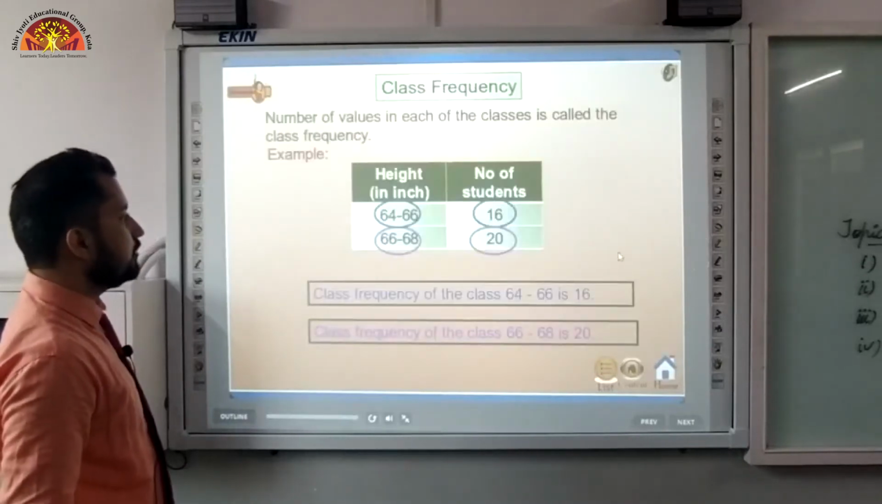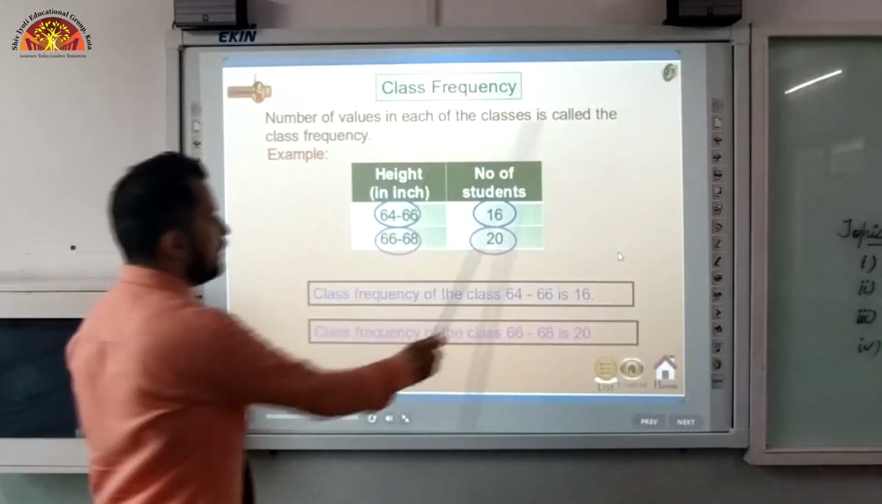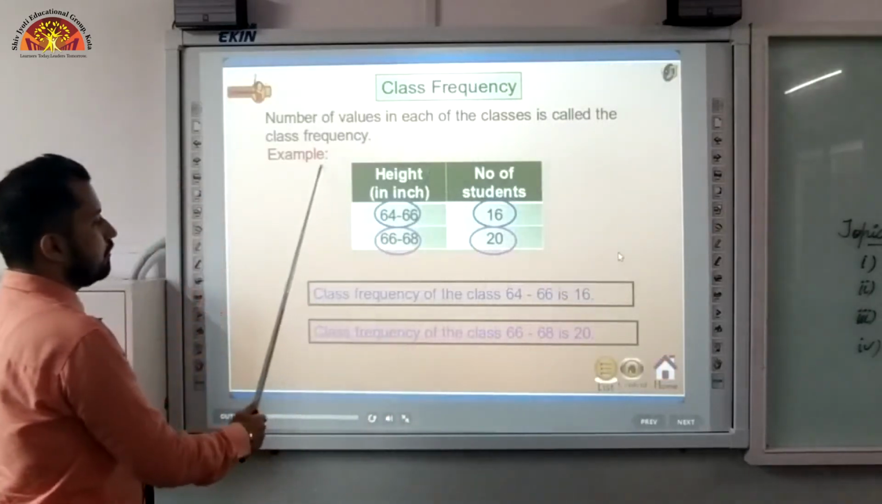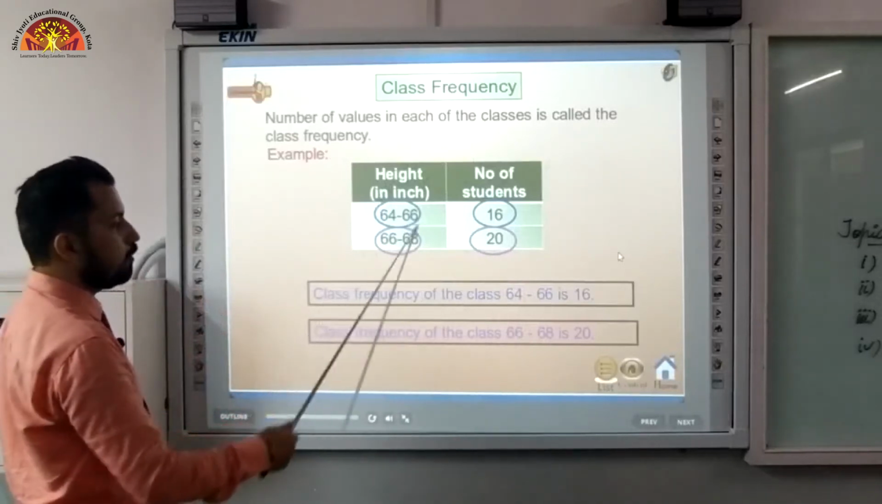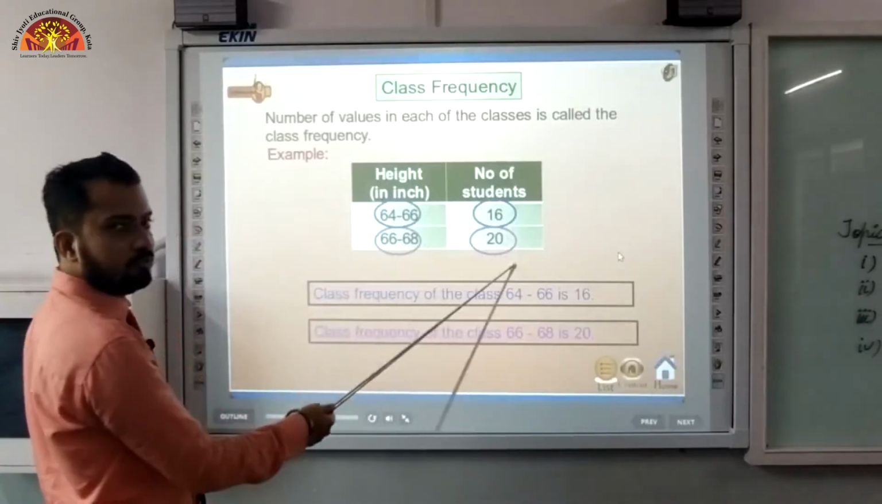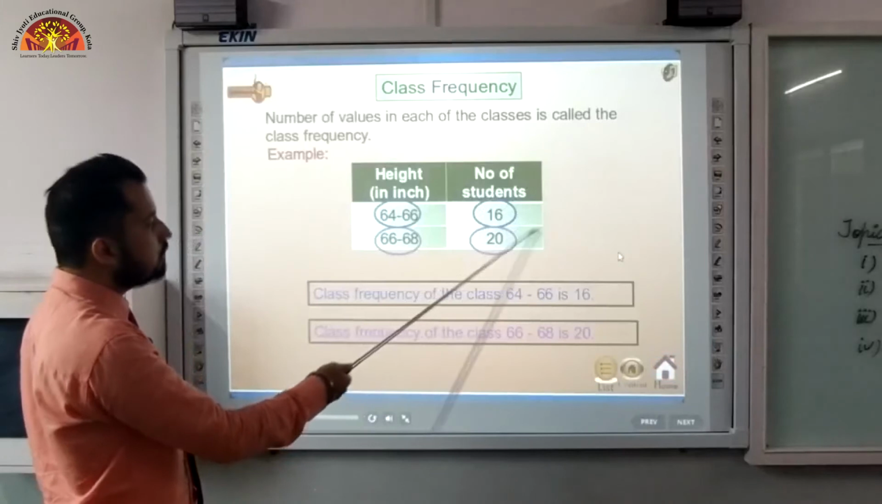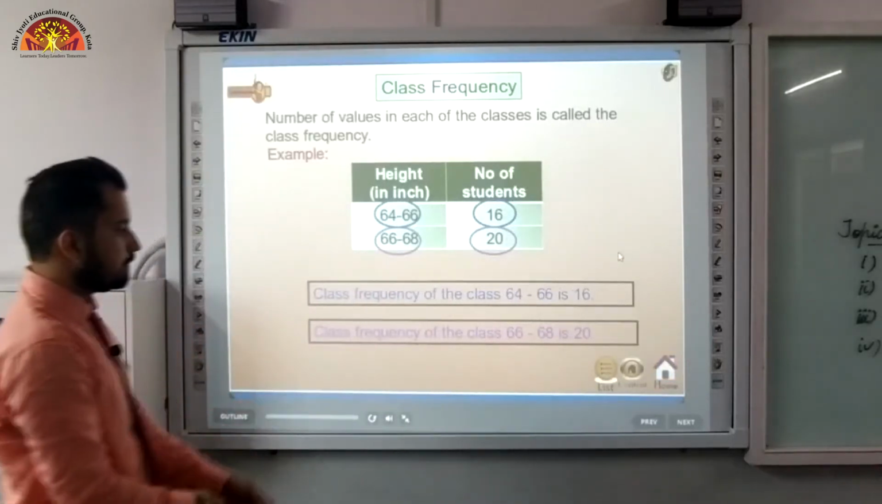Next is class frequency. The number of values in each of the classes is called class frequency. That you can see here. These are the classes, maybe now you are tuned with the same thing. These are the classes and these are the frequencies, the number of students. So this will be the frequency. Since the frequency belongs to a class, we call it class frequency.